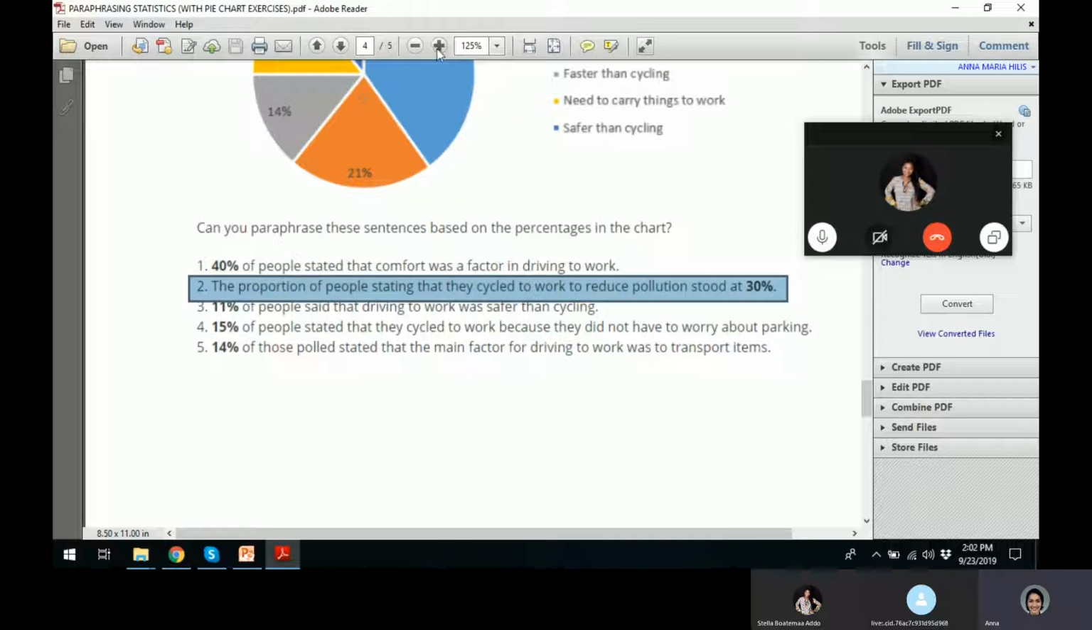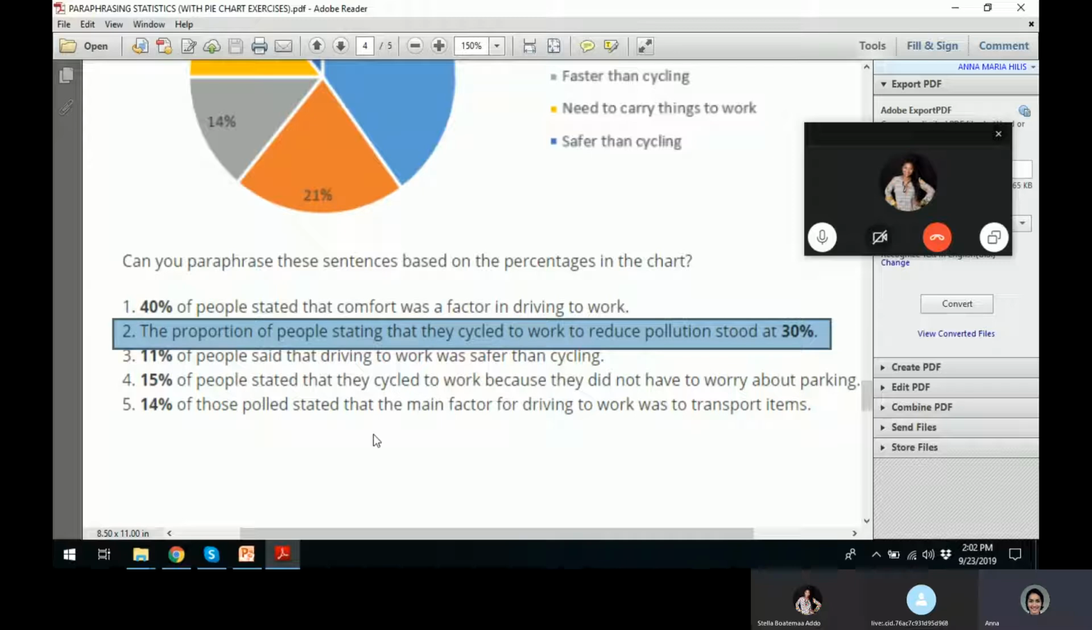Let's try number two. The proportion of people stating that they cycle to work to reduce pollution stood at 30%. So what's 30%? Okay. It's just under a third. That's right. Because what is a third? How many percent is a third? 30. Are you sure? No, 35. Are you sure? Thirty-three. Actually, 33%.